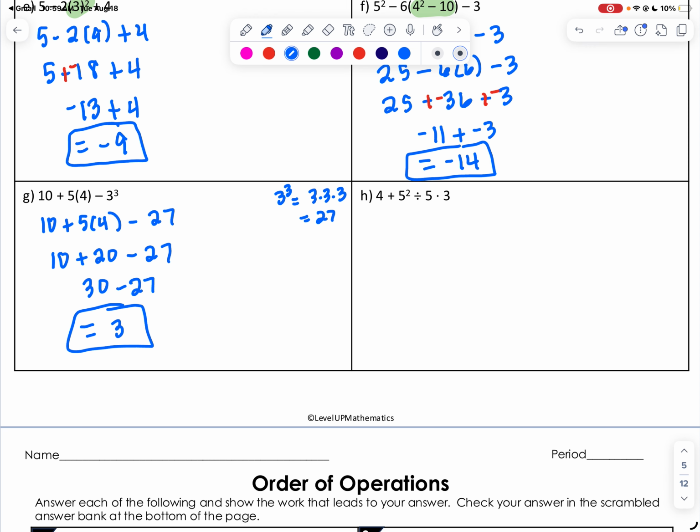All right, pause the video and try problem H on your own, and then press play when you're ready to check your answer. All right, welcome back. I did the exponentiation first. So 5 squared was 25. Then I did the division. So 25 divided by 5 was 5. Then I did the multiplication. And then I did the addition. And that concludes today's lesson on order of operations.